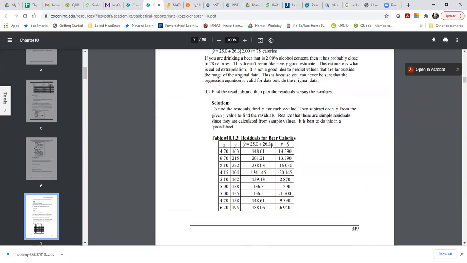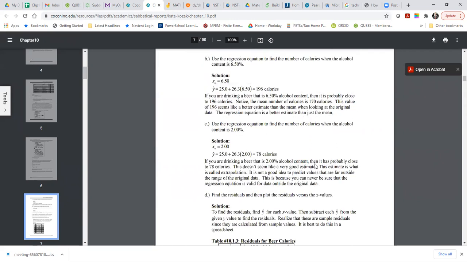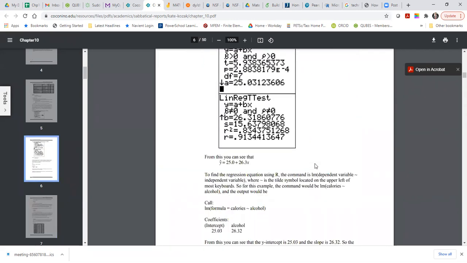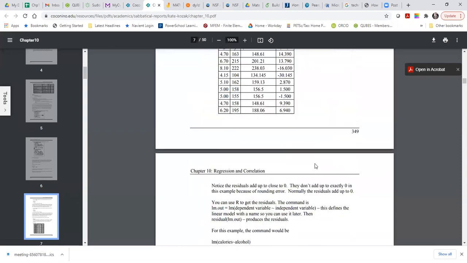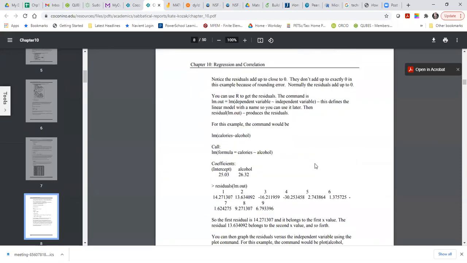I think this one you want to do manually. Okay. Yeah, this is the one you use R, I think. Okay.